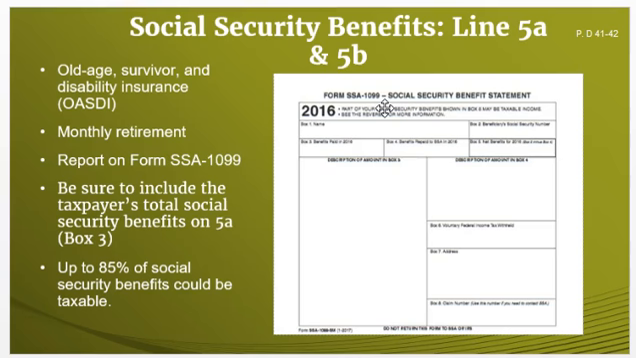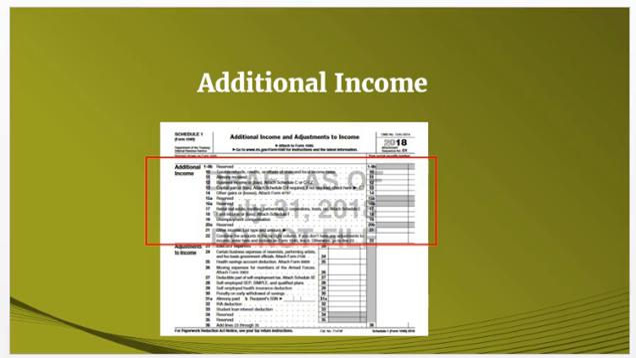Social Security can become taxable given certain circumstances, but only up to 85% of Social Security benefits can be taxable. We can't tax 100%. So those are the most common forms of income that you are going to see. But you might see additional income, and so that's where we divert over to Schedule 1.